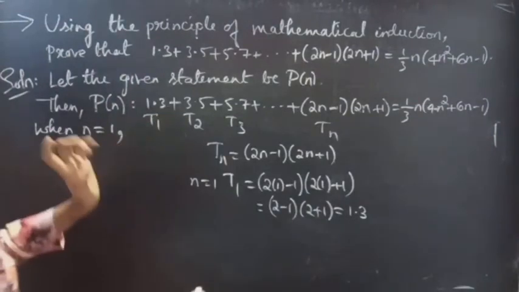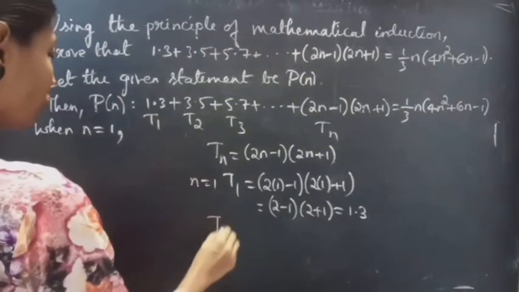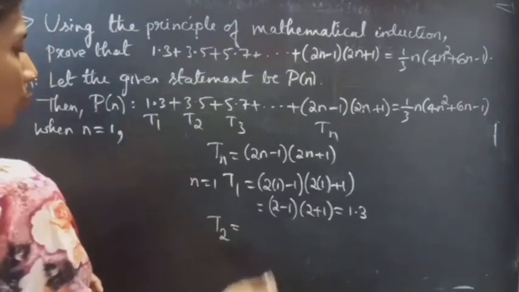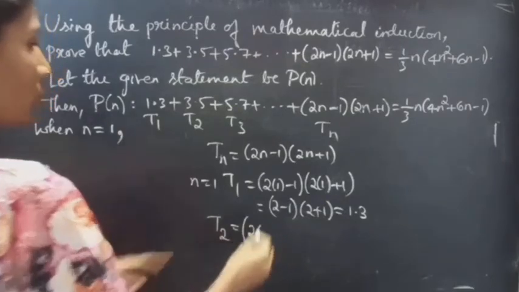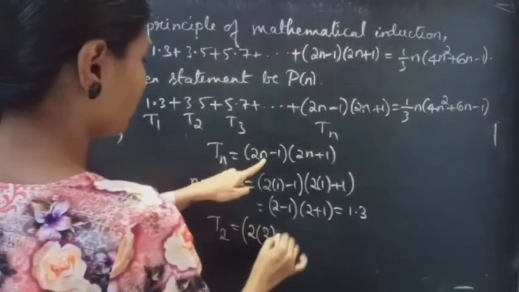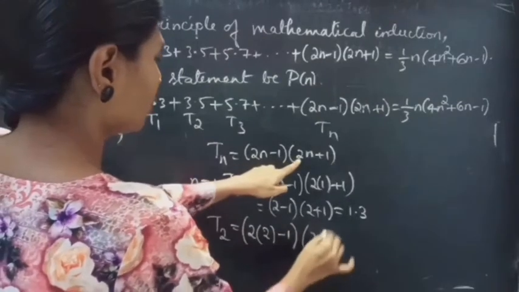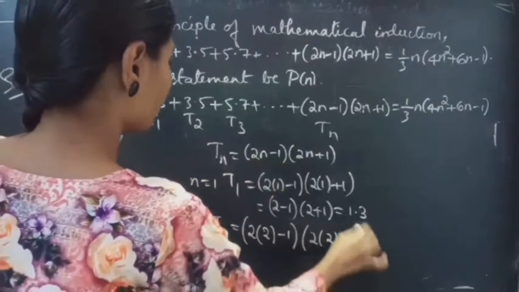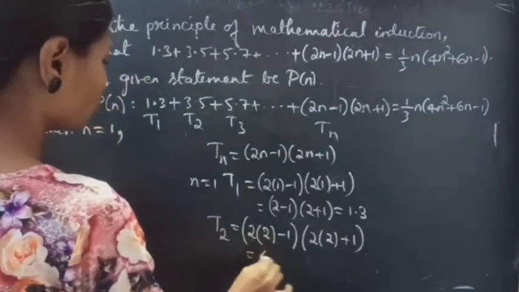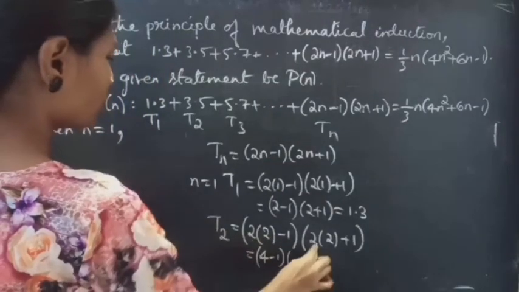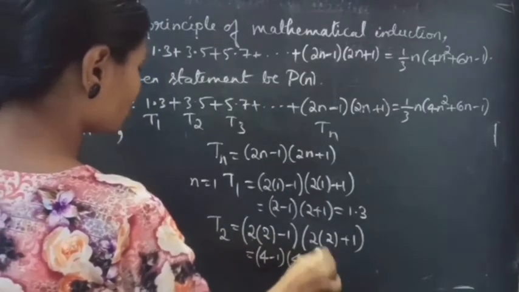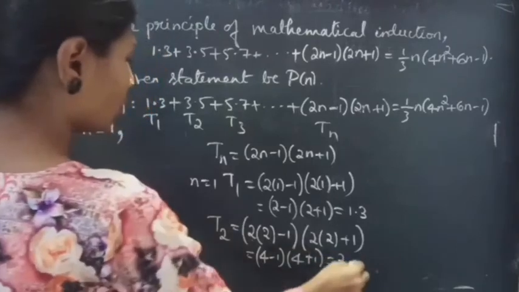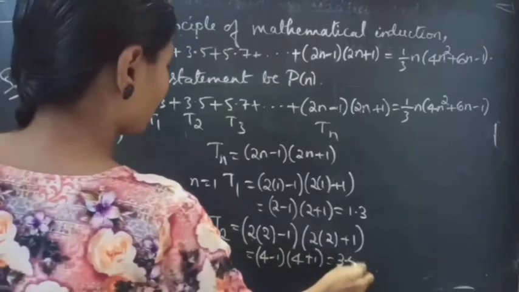Okay, fine. If you put n equals to 2, you'll get t2, 2 into 2 minus 1 into 2 into 2 plus 1, which equals 4 minus 1 into 4 plus 1, which is 3 into 5.